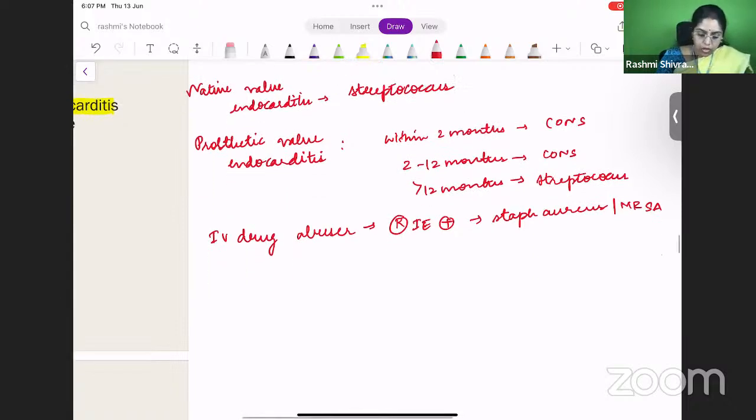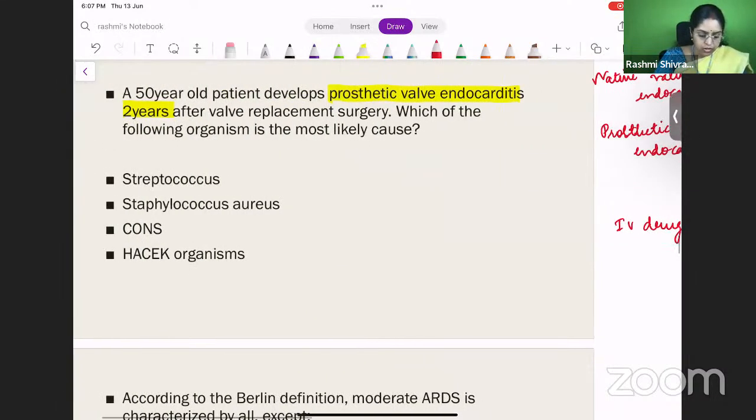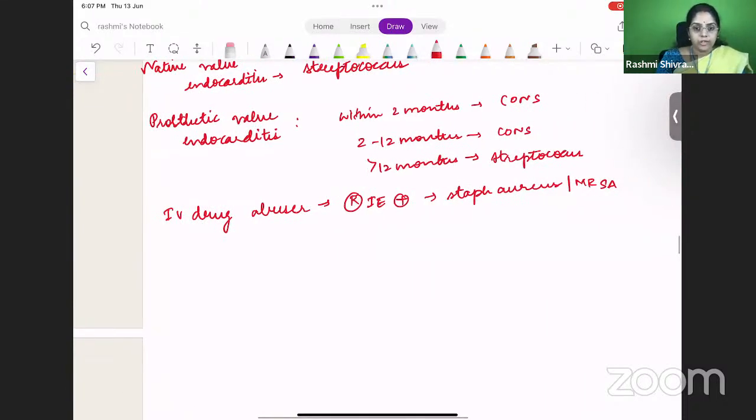Okay, so a few more things that I want to highlight when we talk about endocarditis. Yes, Dr. Preeti, correct. Streptococcus is the wonderful answer. So Streptococcus is the answer for this question. But in the meantime, I want to discuss some more points about infective endocarditis.